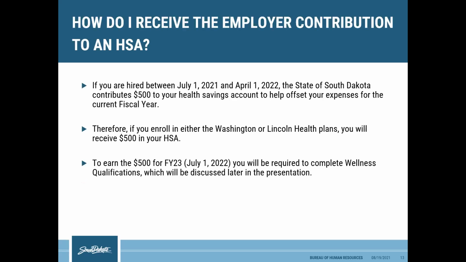Now, how do you receive an employer contribution to your HSA? If you were hired between July 1st of 2021 and April 1st of 2022, the state of South Dakota contributes $500 to your health savings account to help offset your expenses for the current fiscal year. Therefore, if you enroll in either our Washington or Lincoln plans, you will receive $500 in your HSA as an employer contribution. However, to earn the $500 contribution for fiscal year 23, which will start July 1st of 2022, you will be required to complete your wellness qualifications, which will be later discussed in this presentation.